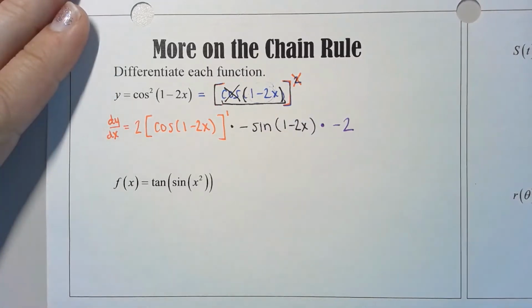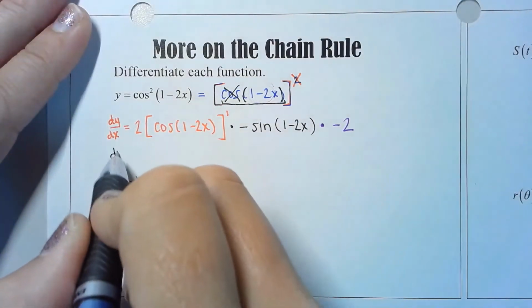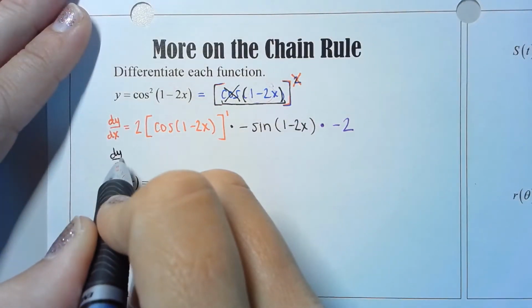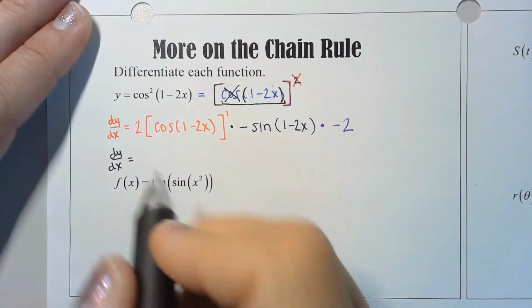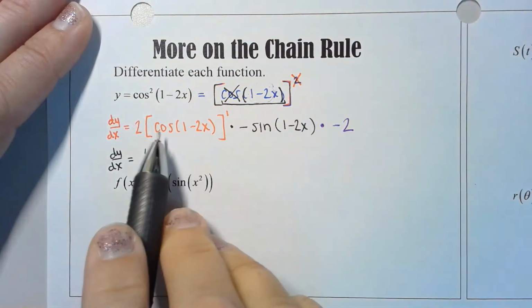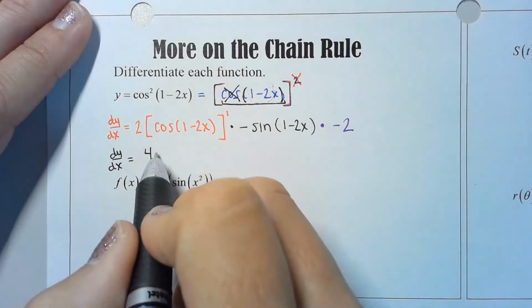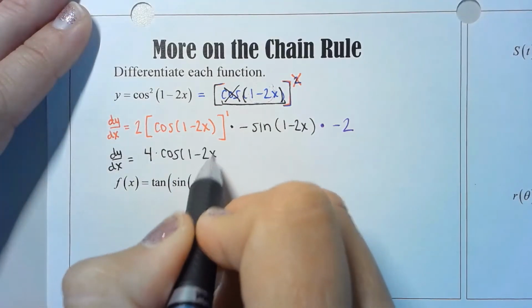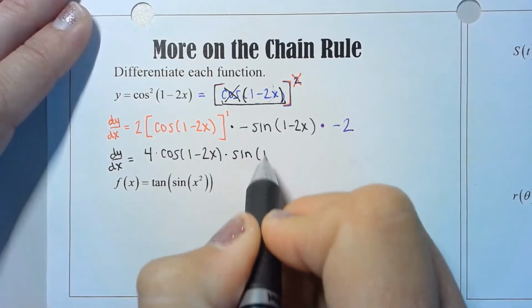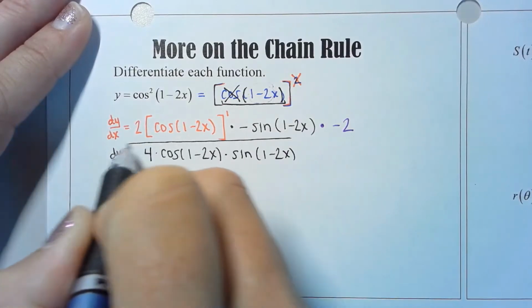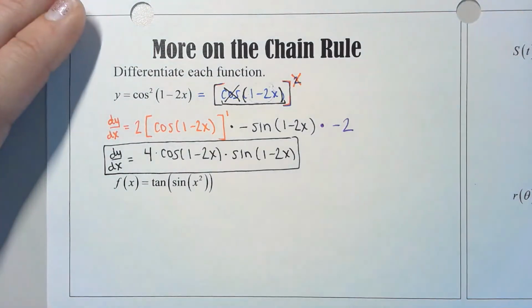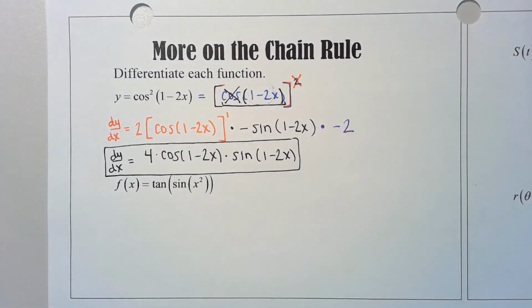You know, we don't have to do anything here to clean this up. I am going to combine what I think are the obvious things. I have a negative times a negative. I have a 2 times a 2. So I have a positive 4. I don't need parentheses here anymore because it's just to the first power. So I really have the cosine of 1 minus 2x times the sine of 1 minus 2x. So to me, those are the obvious simplifications. I didn't even really simplify much, but at least I put my constants together. Okay. Good. Let's look at the next one.